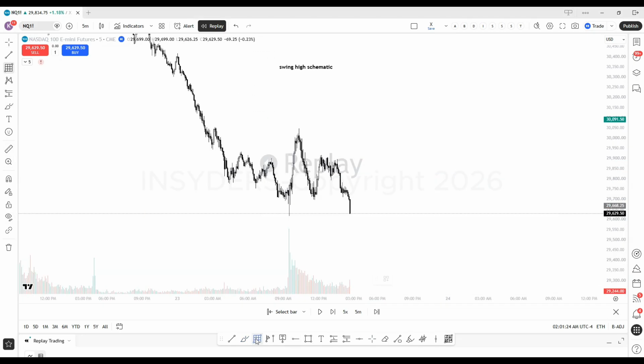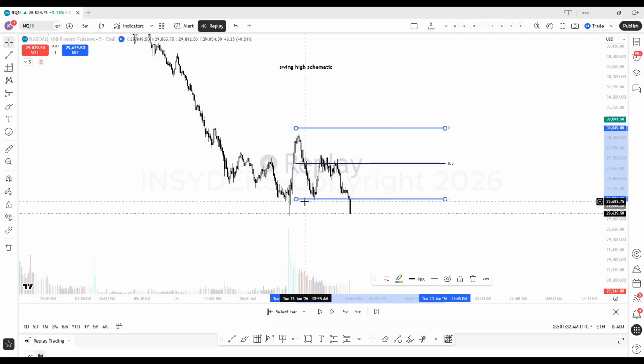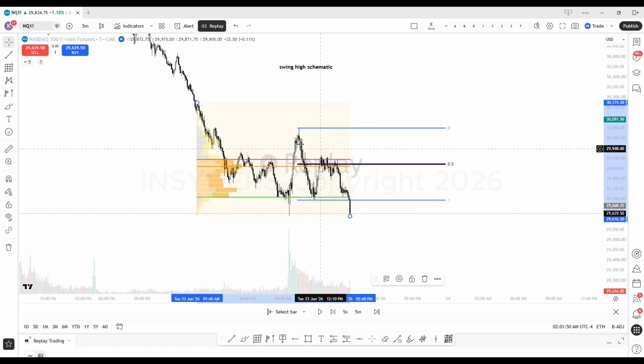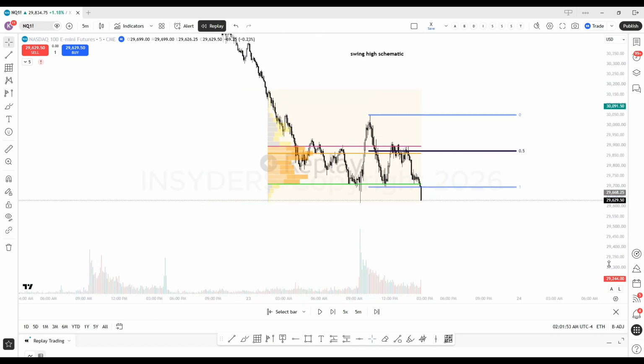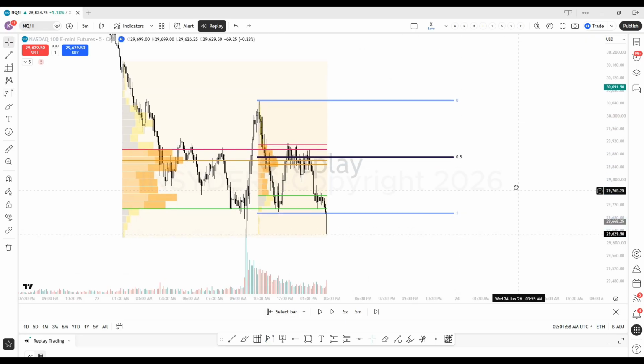Okay, so we got our next example. Swing high schematic. Find your high, your low, and price must have rotated back up to the 50%. Once we identify our schematic, we could place our profile. Where should we place this profile? I kind of want to get all of this inside of this reading. We could place that there.